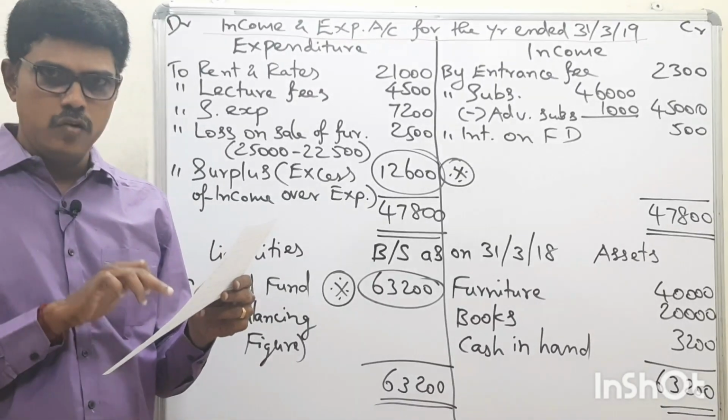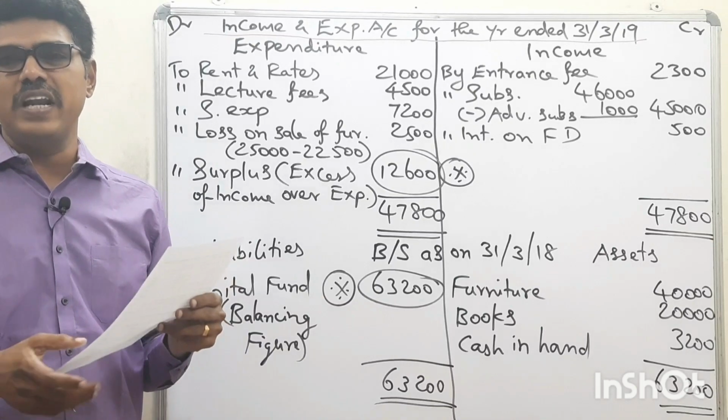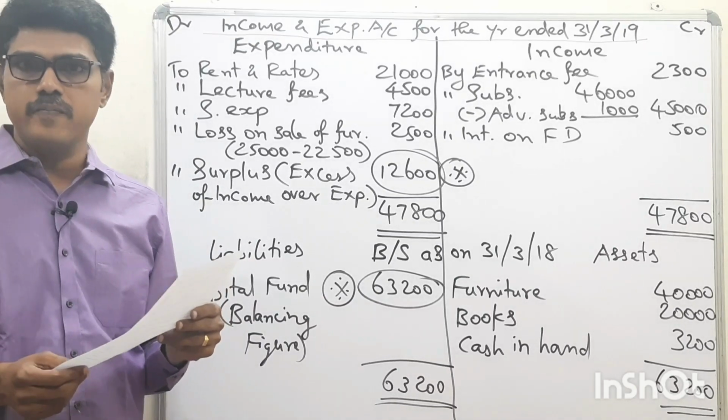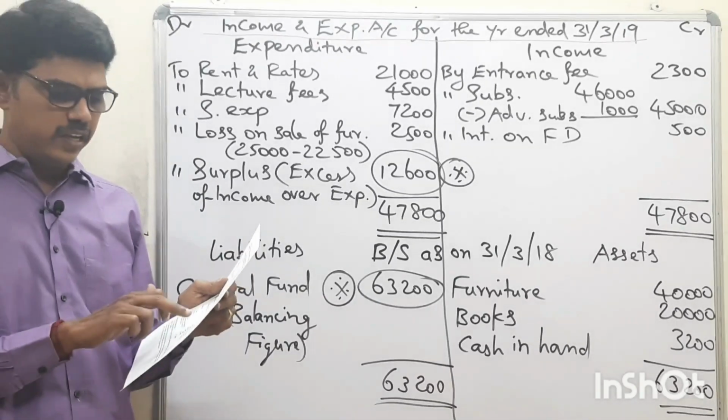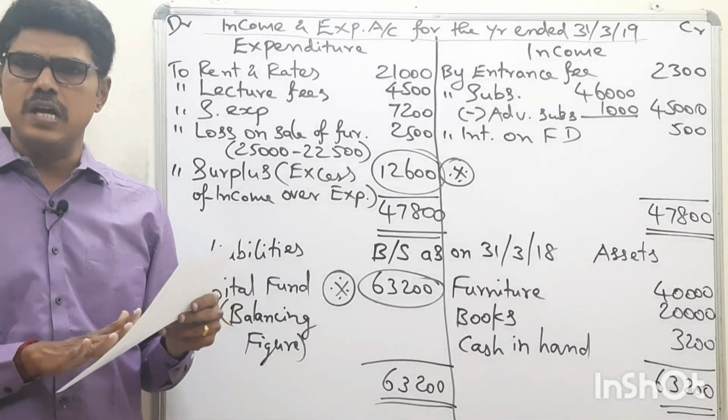You don't get confused by seeing the sale of furniture on 1/4. Here this value 1/4 means you should not consider that this is the previous year value. On 1/4 they have sold. 31st 3 2019 they have given the receipts and payments account.